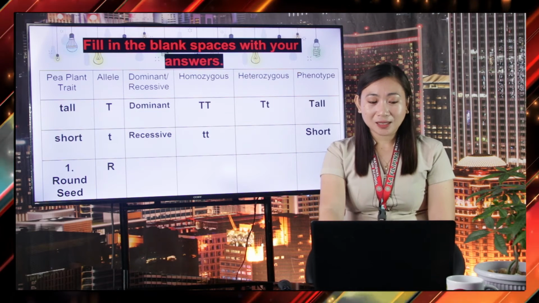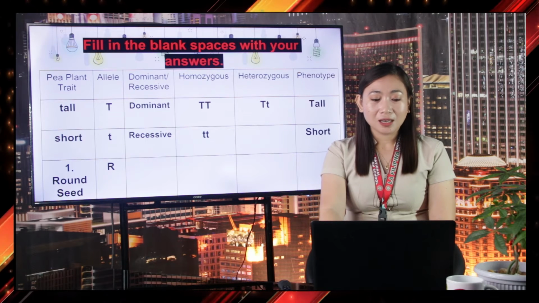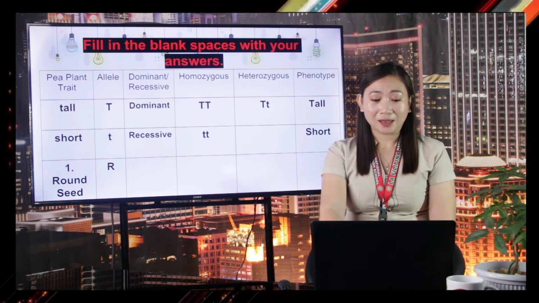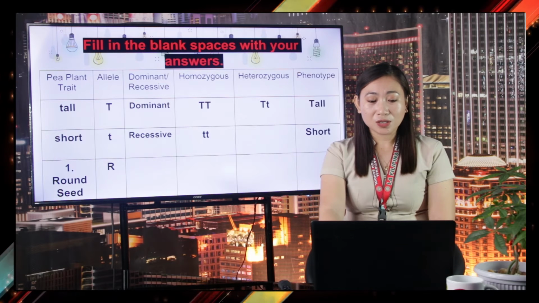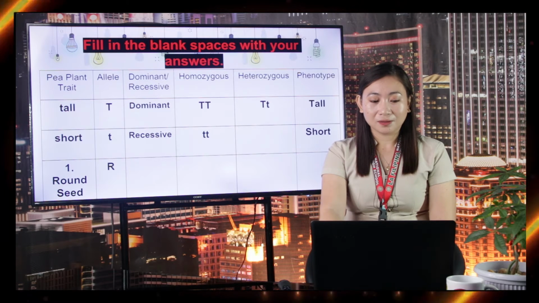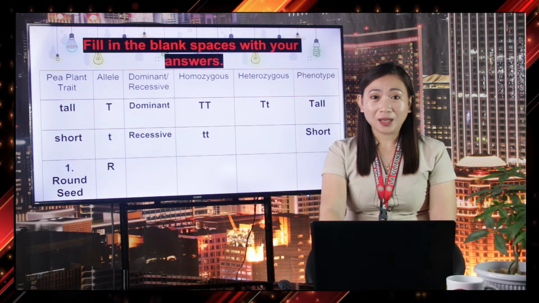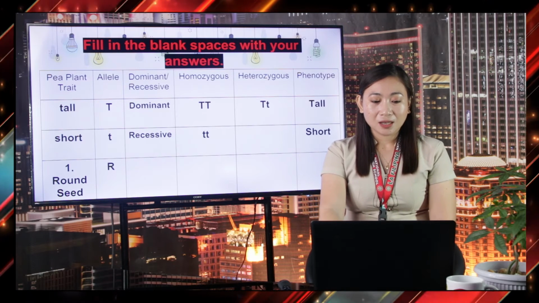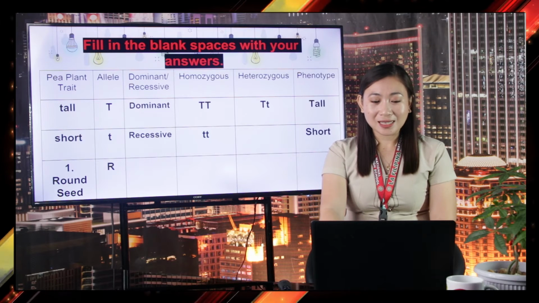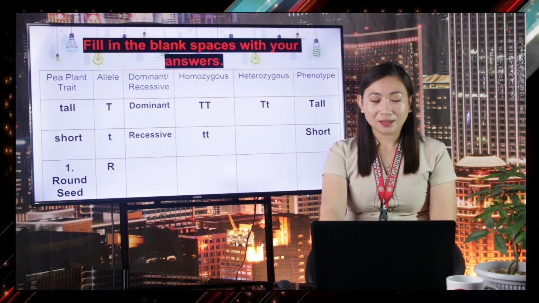For pea plant trait, let's have tall. Allele is capital letter T, which is dominant. Homozygous, which is capital letter T's. Heterozygous, which is capital letter T and small letter t. And the phenotype is tall. Another example is short. We have small letter t for the allele, which is recessive. Homozygous, 2 small letter t's. Heterozygous, none. And the phenotype is short.